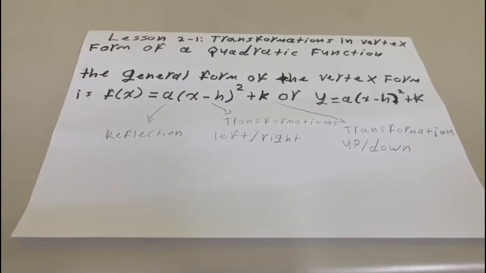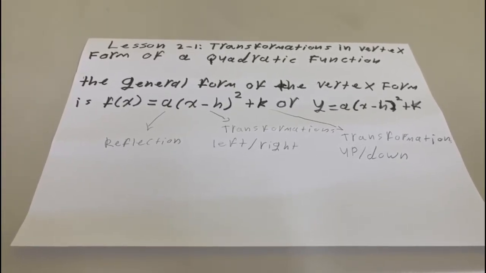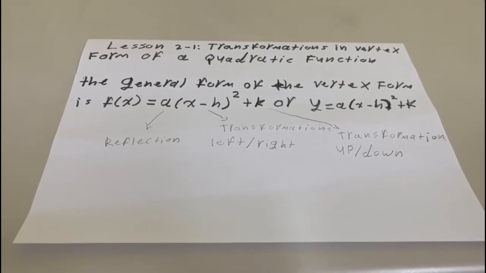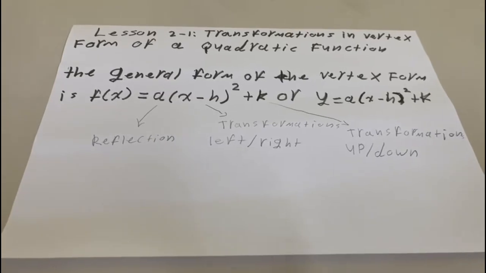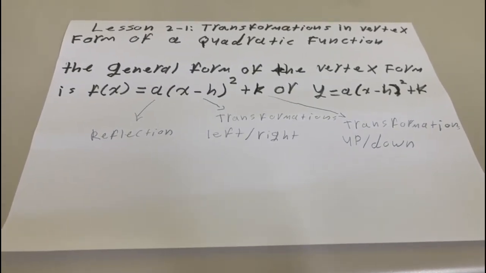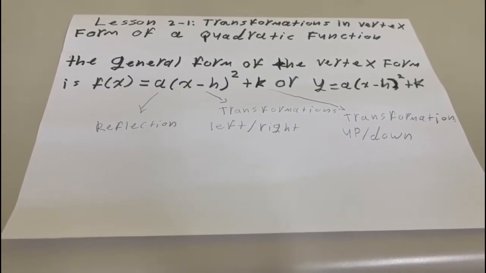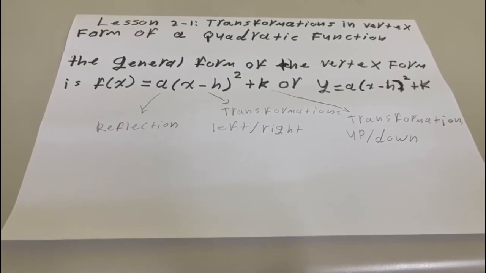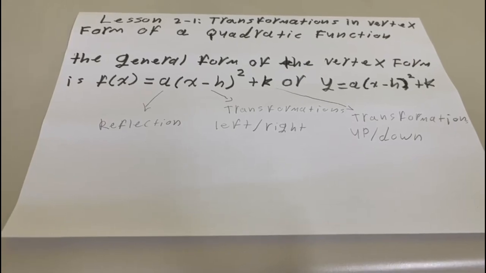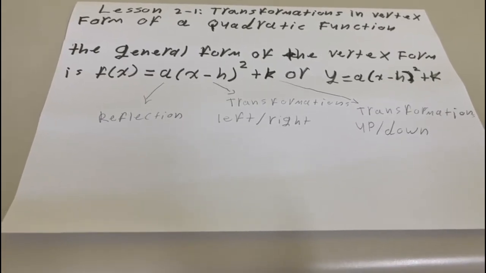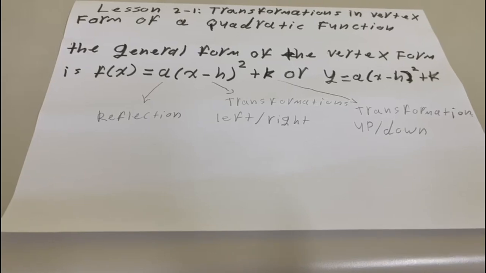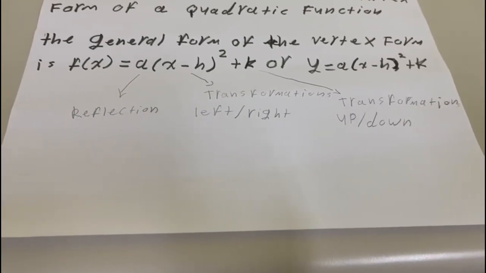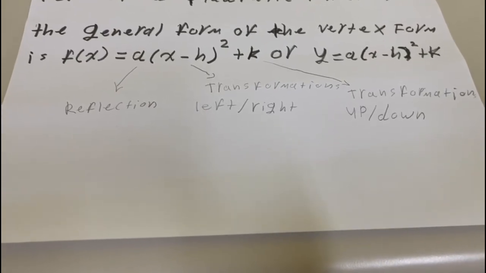Hello everyone, we're going to explain lesson 2.1 in algebra, transformations in vertex form of a quadratic function. The general vertex form is f of x equals a times (x minus h) squared plus k, or y equals a times (x minus h) squared plus k. Instead of f of x, you can write y. Here are some rules to graph the vertex form.